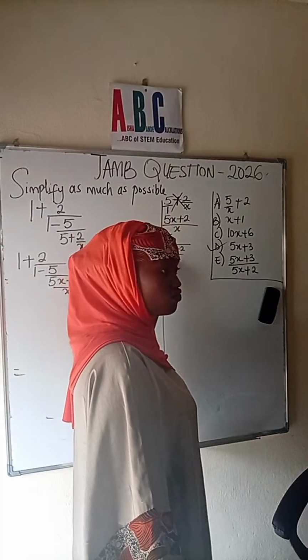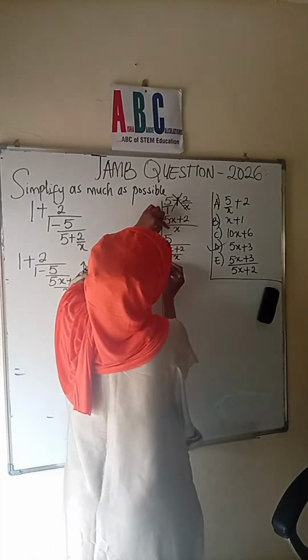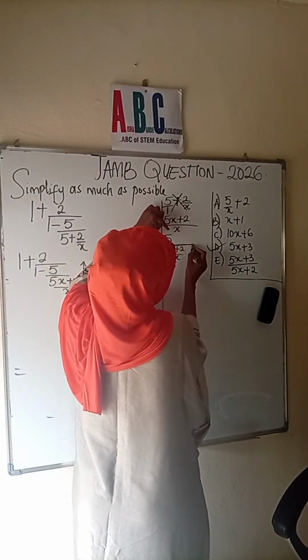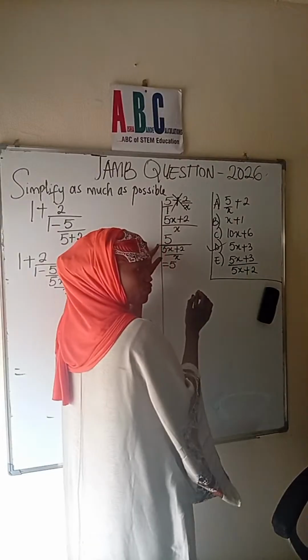5x plus 2 all over x, right? So we can write this as what? This can be written as 5. This line here, that's why I asked in the comment, what does this line stand for?